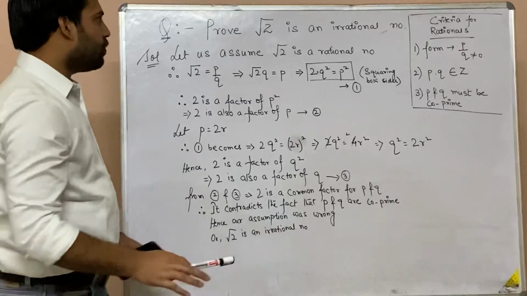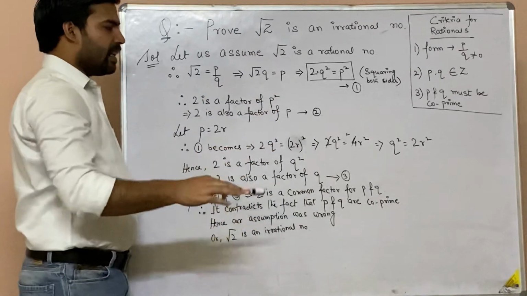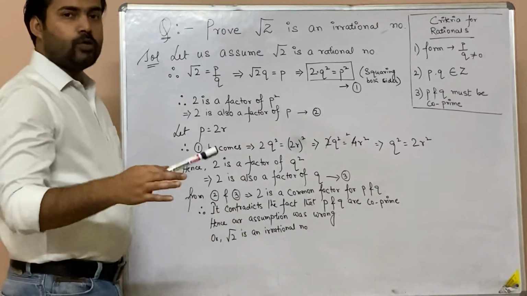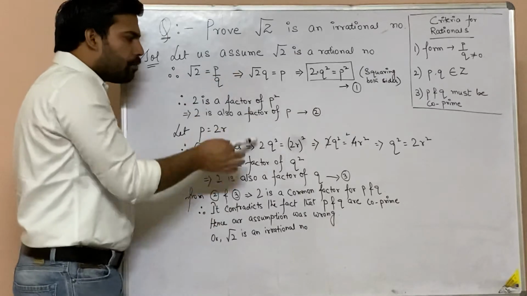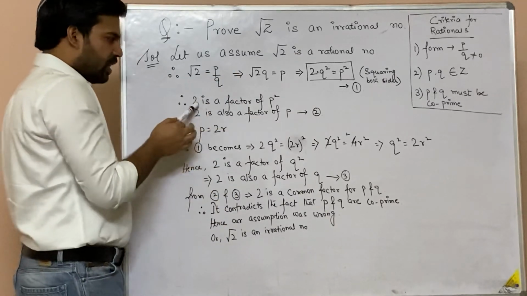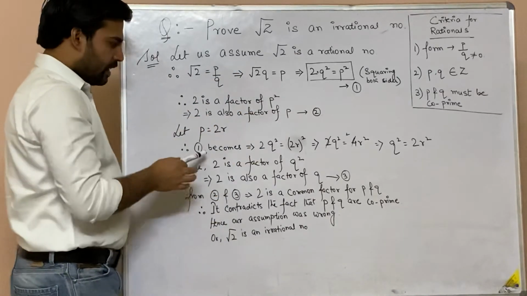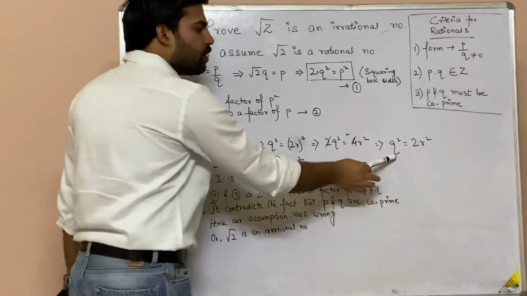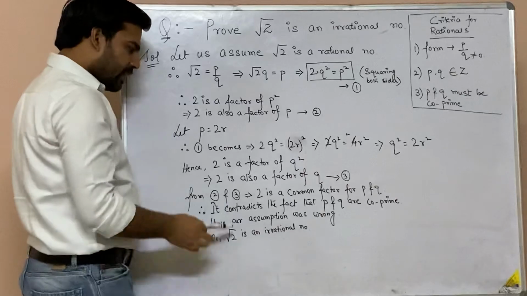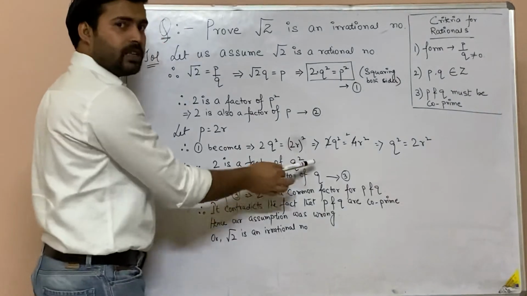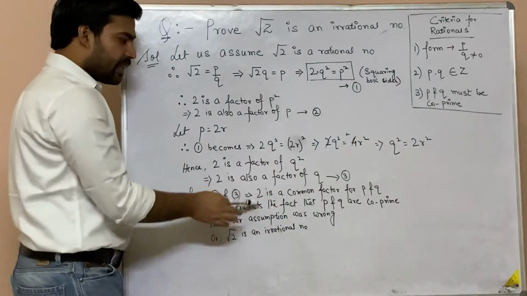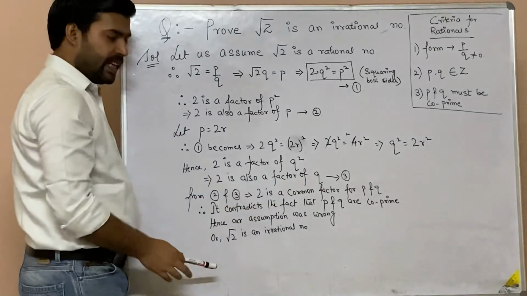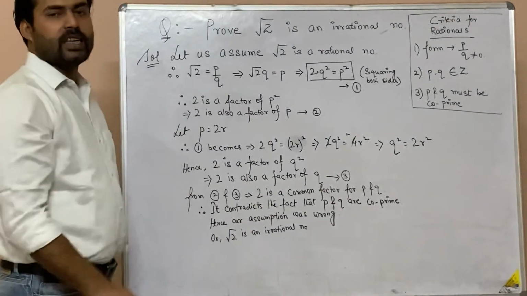So again I am telling you, instead of root 2, had they given you root 3, you will do the same thing with 3. Here 3 will become a common factor of p. Then you will take p is equal to 3r. You will put it over here. It will become q square equal to 3r square. Again 3 becomes a factor of q square and 3 becomes a factor of q. Then again the common factor would be 3. This will contradict, hence the statement would be wrong.